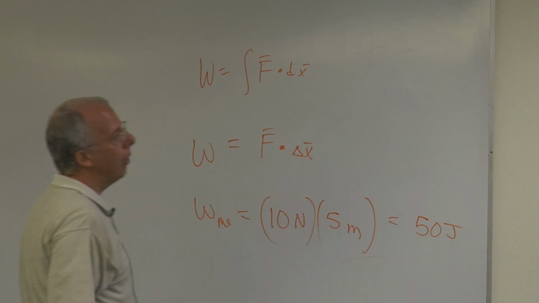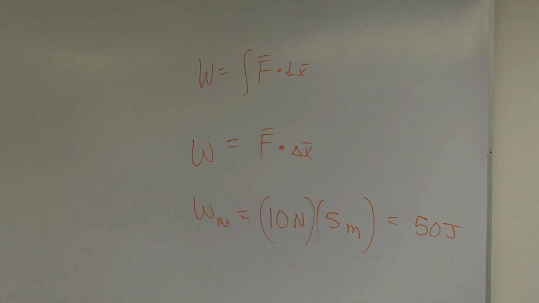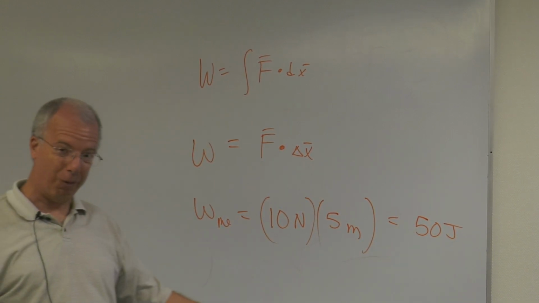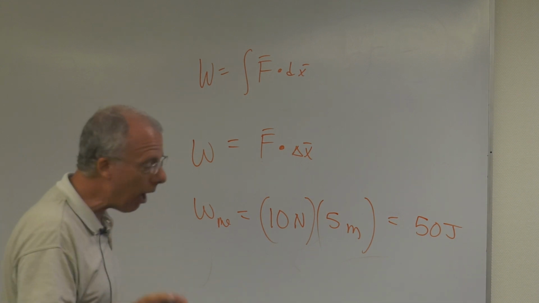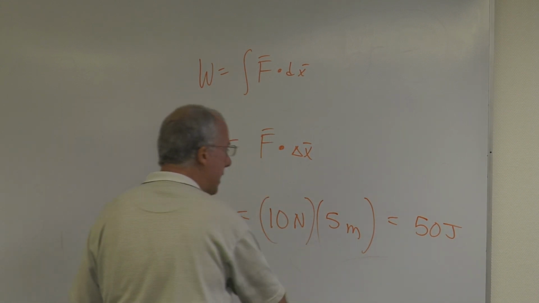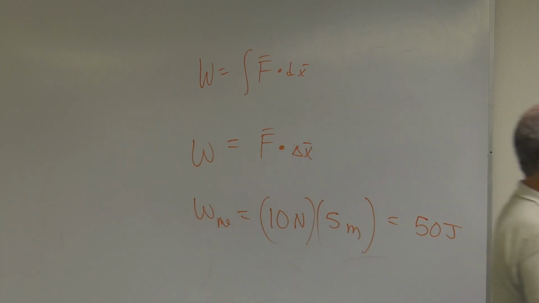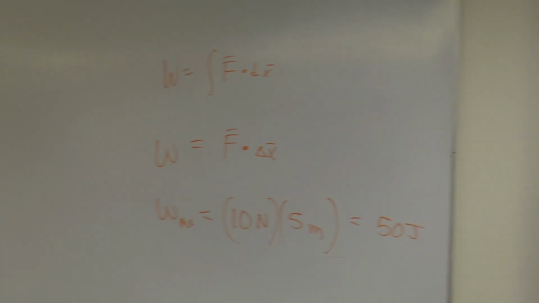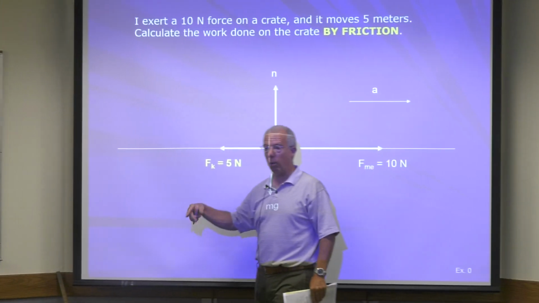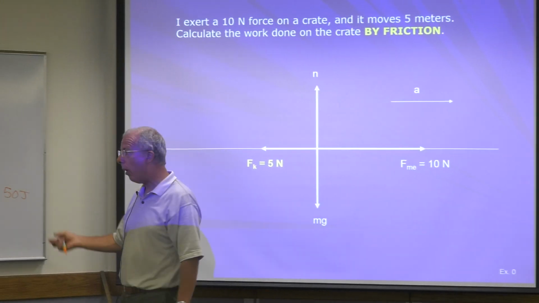Okay, now let's calculate the work done on the crate by friction. Now, does friction make it go faster or slower? It's pretty obvious. It goes slower. So it's going to be negative. Why is it going to be negative? Because what's the angle? I mean, the displacement is this way, but the friction force is that way. And what's the angle? 180. What's cosine of 180? Negative 1.